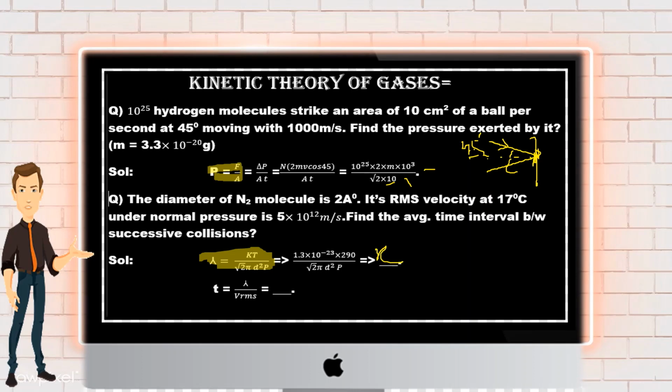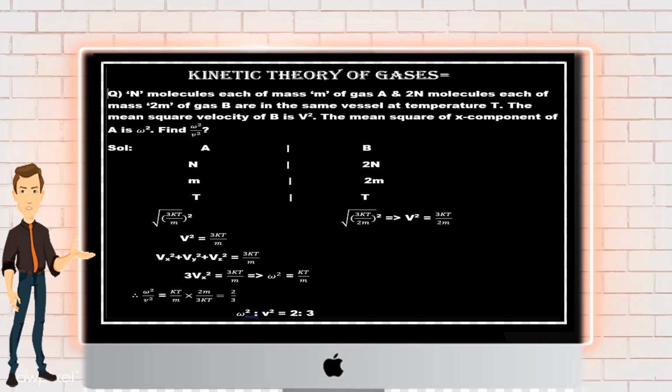Then we are using the formula for T because they have asked for the time interval between successive collisions: lambda by V, the RMS velocity. Simply like distance by velocity gives time. After solving this, we get the value of time. Coming to next. This question is most important in the final exam.